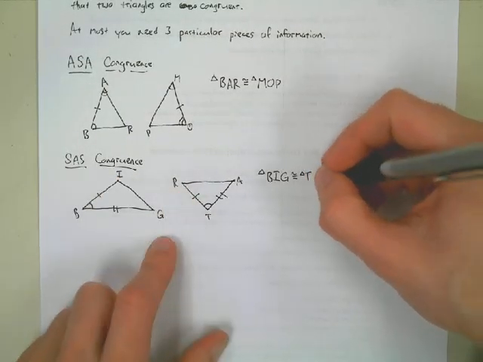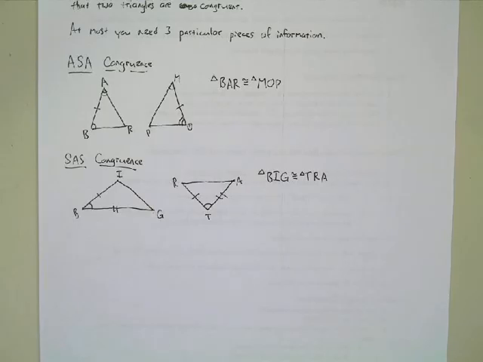So be careful. Just because that other triangle could spell rat doesn't necessarily mean that's how it's going to be written out when you do your congruence. So don't be like, aha, I see, it's going to be a big rat. It's not the case all the time. So be on the lookout for that.